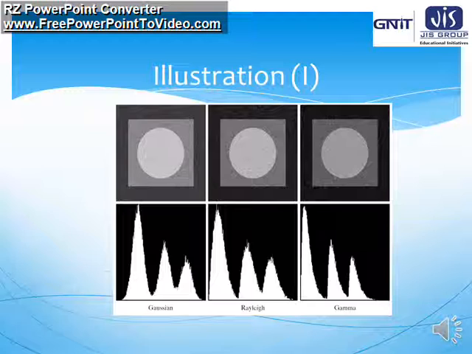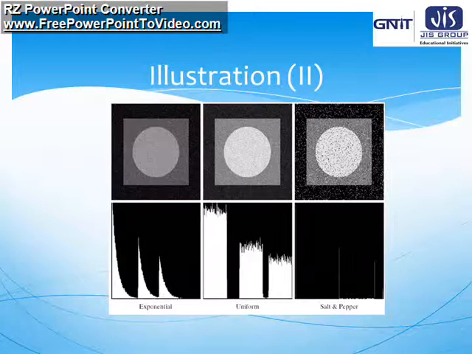Now if we move forward to the next illustration, we will have this type of example. Here we have the second example. Here also some images are there with some noise and their corresponding histograms are also given. Here we can see the first image having exponential noise, and its histogram is given in the second row, first image.